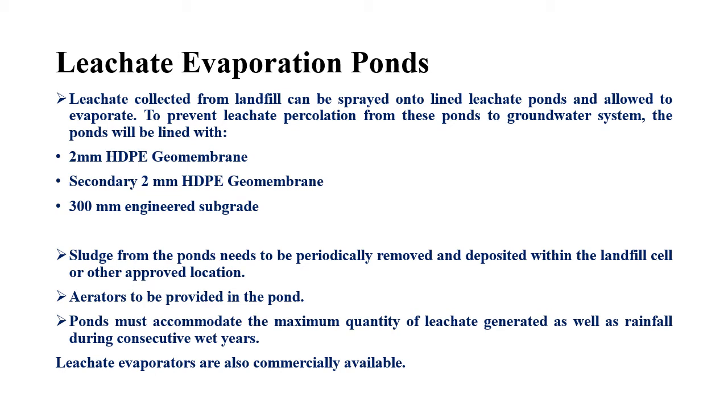So it is like a 300 mm engineered subgrade over which you will have one geomembrane layer, and then another geomembrane layer. Basically two geomembrane layers will be there to give that extra protective measure. And then the leachate will be left to evaporate in the ponds, and finally what you will be left with is the sludge.